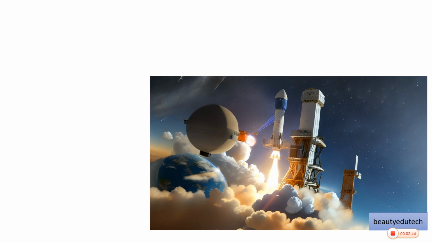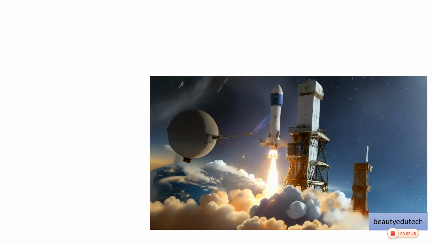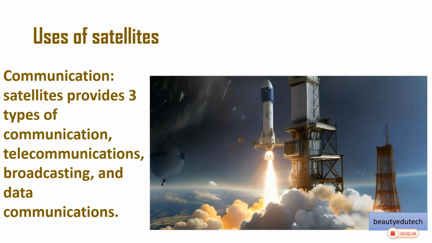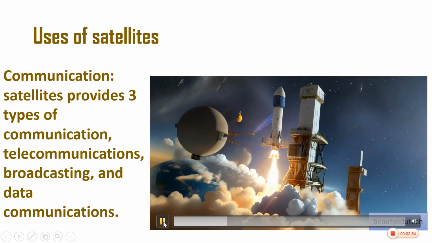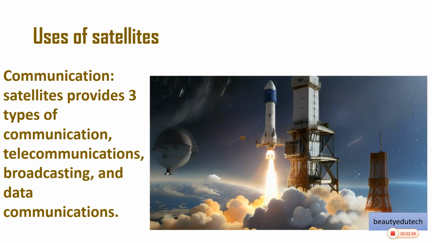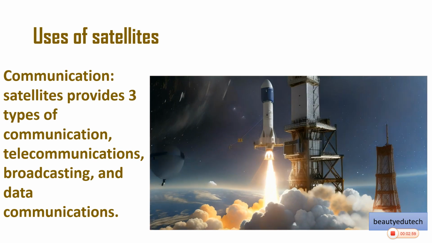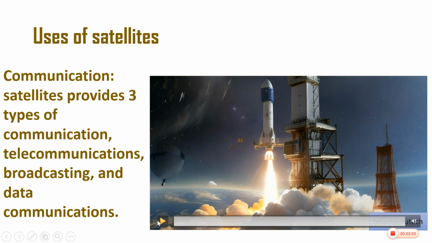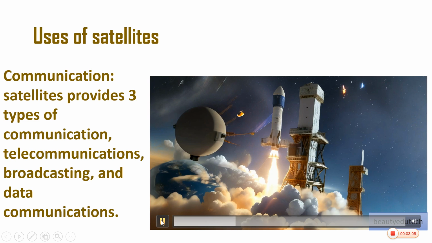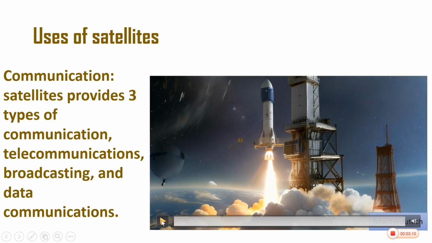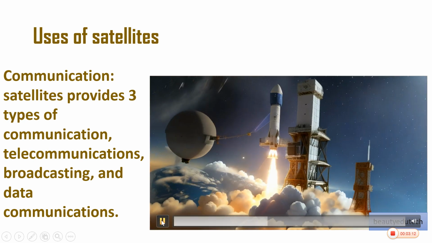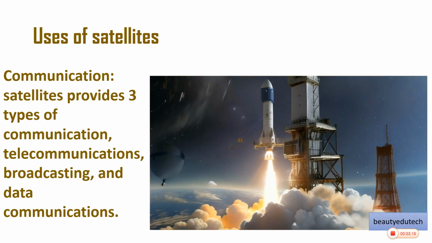Now let's look at the uses of satellites. One of the uses of satellites is for the purpose of communication. Satellites provide three types of communication: telecommunication, broadcasting, and data communication. The image on the screen is showing us the use of the satellite in the outer space. This is a mast that has been planted in space, and this mast is getting information from the outer space and is sending the signal back to the mast that we see here on Earth.